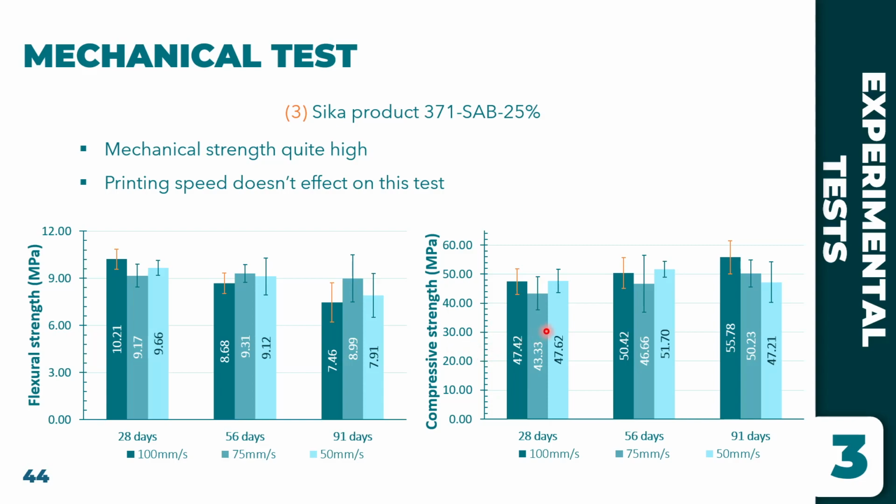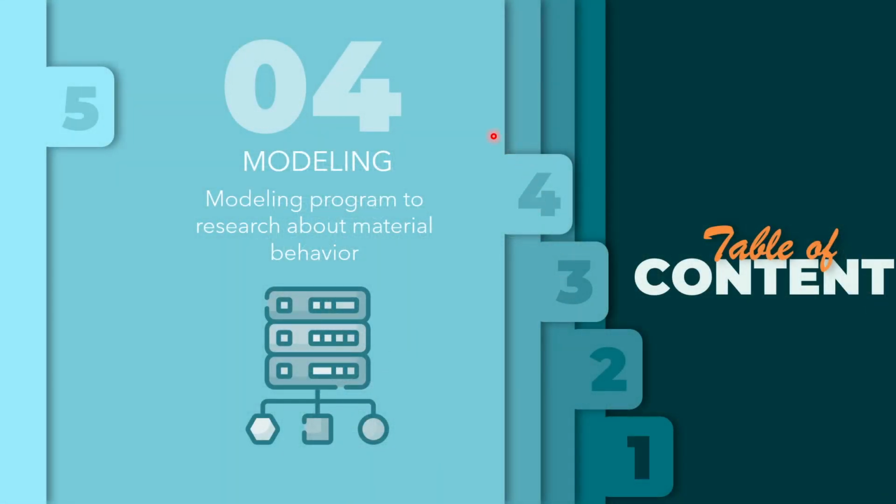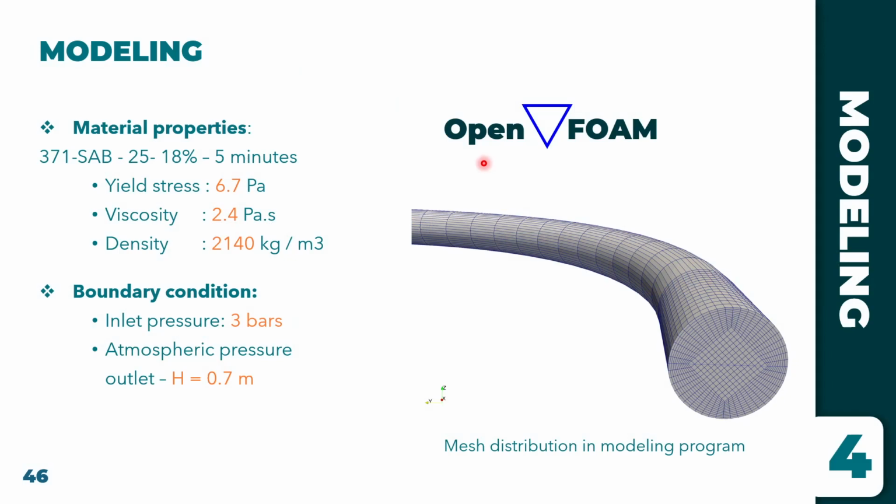And in terms of compressive strength, it can more or less reach 50 megapascal, which is also a high number. In general, we can say there's no effect of printing speed on this mechanical test, and the strength of the 3D printed mixture sample is very good. The next part is modeling, and the primary program in here is OpenFOAM.